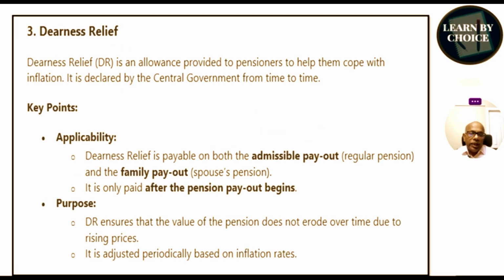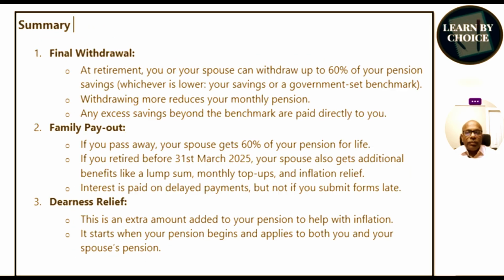The dearness allowance is payable to the pensioners to help them cope with inflation. This dearness rate is decided by the central government from time to time. The DR or dearness allowance is payable for both the admissible payout and the family payout, the spouse pension. It's only paid after the pension payout begins. That is very important. The purpose of dearness allowance is to keep the value of the pension from eroding over time due to rising prices. This dearness allowance is revised based on the DR rate as applicable from time to time.